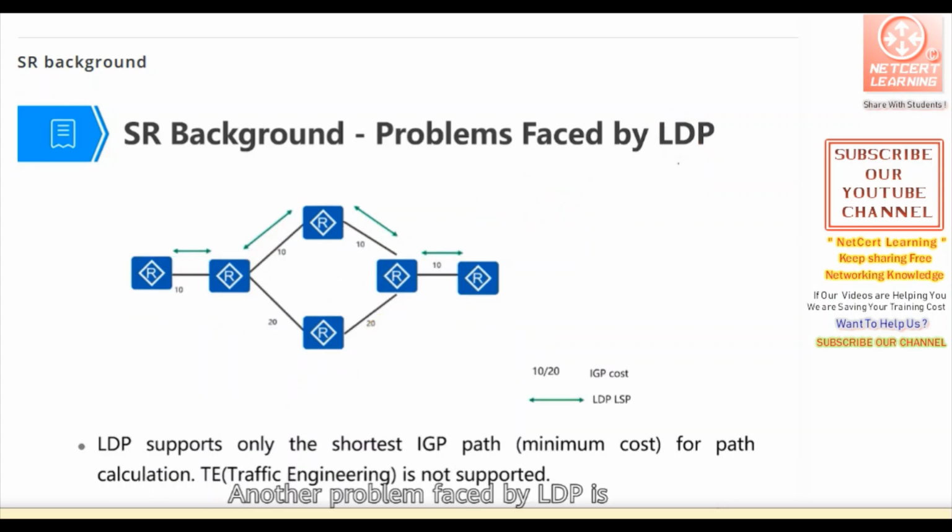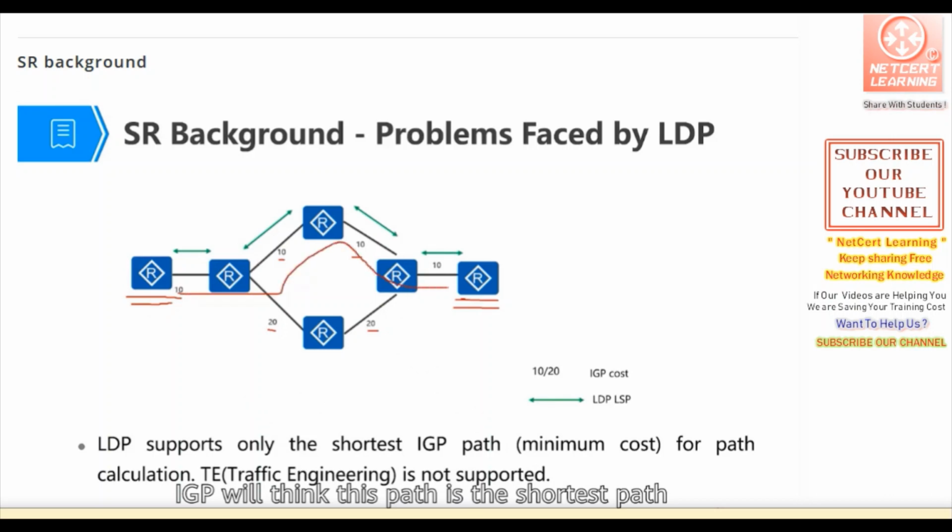Another problem faced by LDP is that LDP supports only the shortest IGP path for path calculation. It means, for example, on this router, if we want to go to this destination, we will choose the shortest path learned by the IGP. The IGP will calculate: this cost is 10, this cost is 10, but these two costs are 20 and 20. So after the calculation, the IGP will think this path is the shortest path.